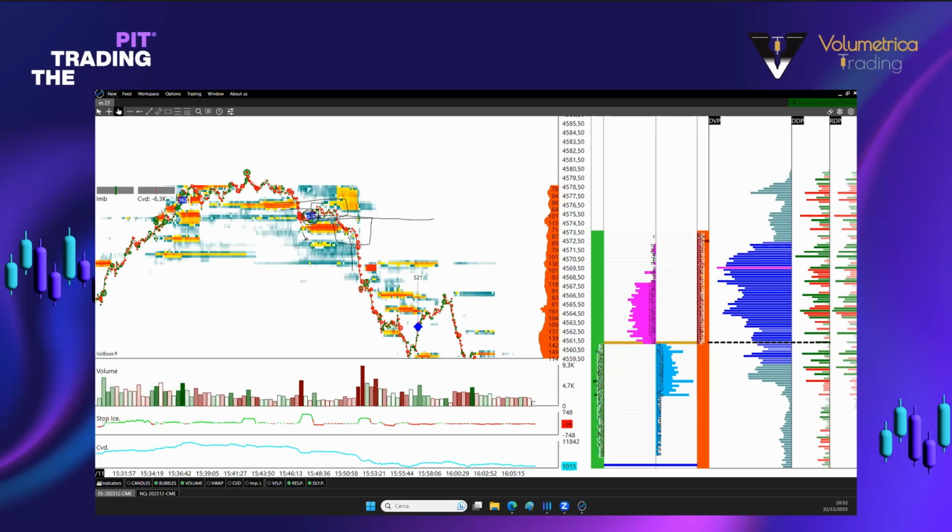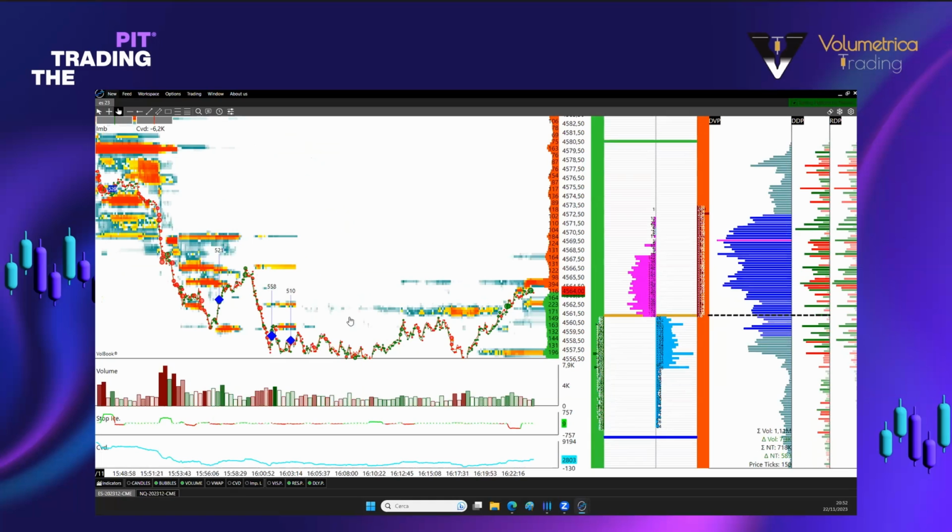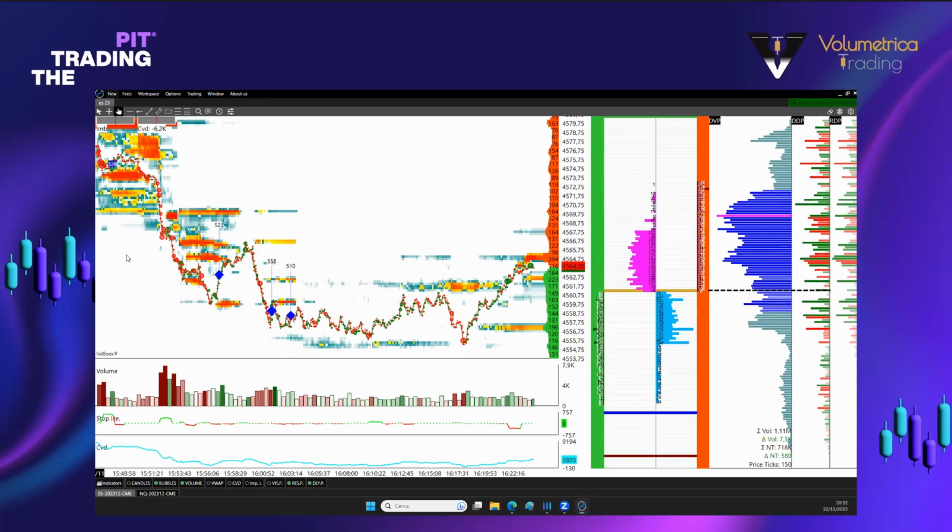So this is a very nice way we can use this absorption indicator. Something similar, but working with a different perspective, is the stop run indicator, which is the indicator providing this. First of all, what is a stop run?